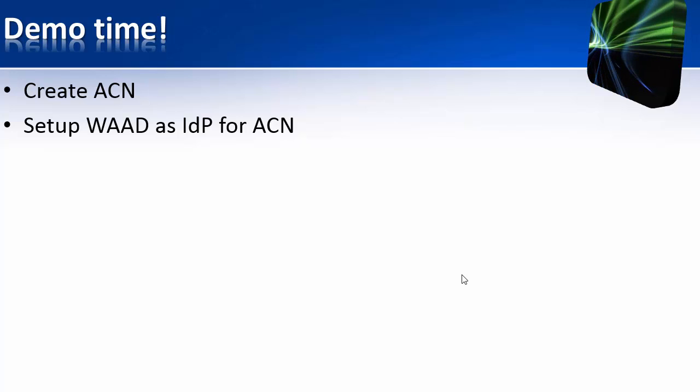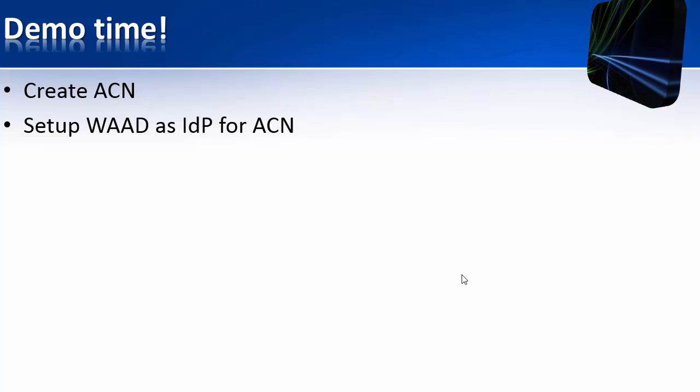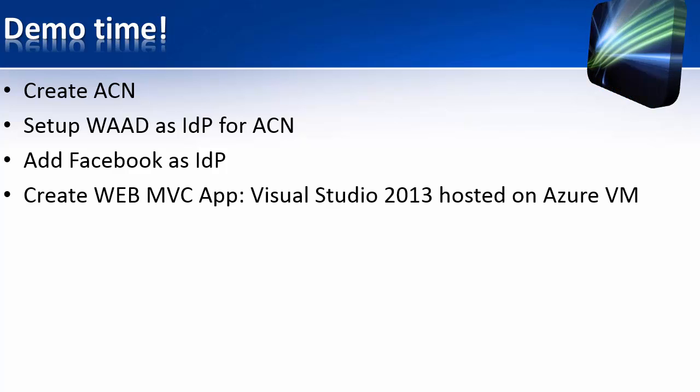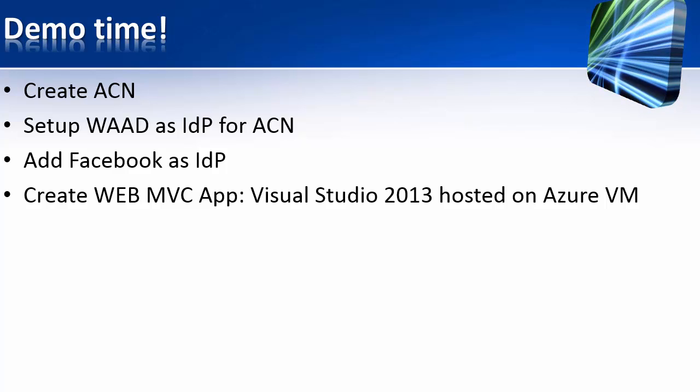I will leverage two Office 365 tenants, which can also be activated as trial version. In fact, when we create an Office 365 tenant, then an Azure Active Directory component is automatically created. We will not only federate Active Directory with the ACN, we will also add Facebook as identity provider, and you need a Facebook developer account for this purpose. Then we'll create a web application using the MVC framework.